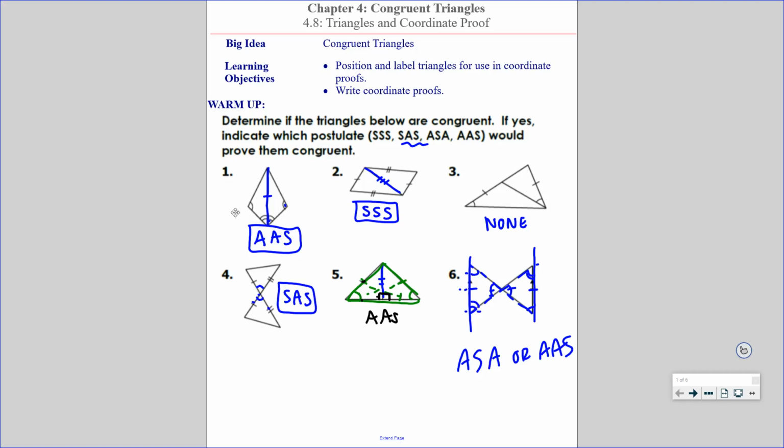All right. So that's a review because today is the last lesson in chapter 4. Can you believe it? They don't seem too enthused. I thought you guys would be more excited. We're almost done with the triangle stuff.